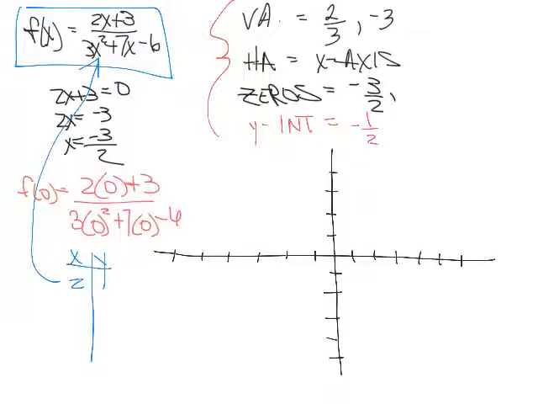Okay, so let's draw what we've got. Vertical asymptotes at 2/3, a little less than 1 there, and at negative 3. I have as a horizontal asymptote my x-axis. And I have as my zero, I'm going to do this in blue, negative 3 halves. That's where it's going to cross my x-axis, so at negative 1.5. I also have as my y-intercept negative 1/2, so I know it's going to cross there.